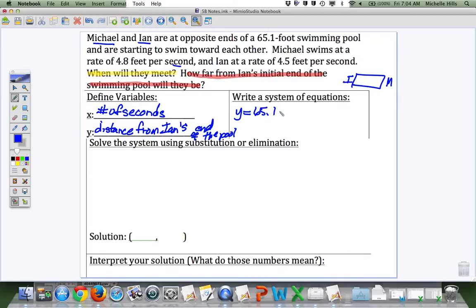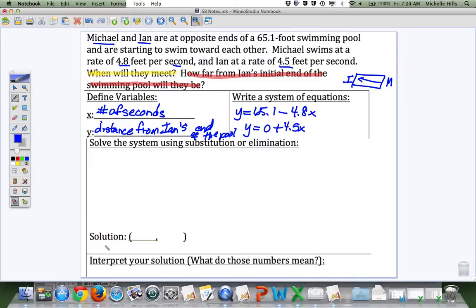But then as Michael swims, that distance decreases because he's getting closer and closer to Ian's end of the pool at a rate of 4.8 feet per second. So 65.1 minus 4.8x. For Ian's equation, he starts at his own end of the pool, so his distance is 0, but he's going away from it at a rate of 4.5 feet per second. Then I have to solve this system.